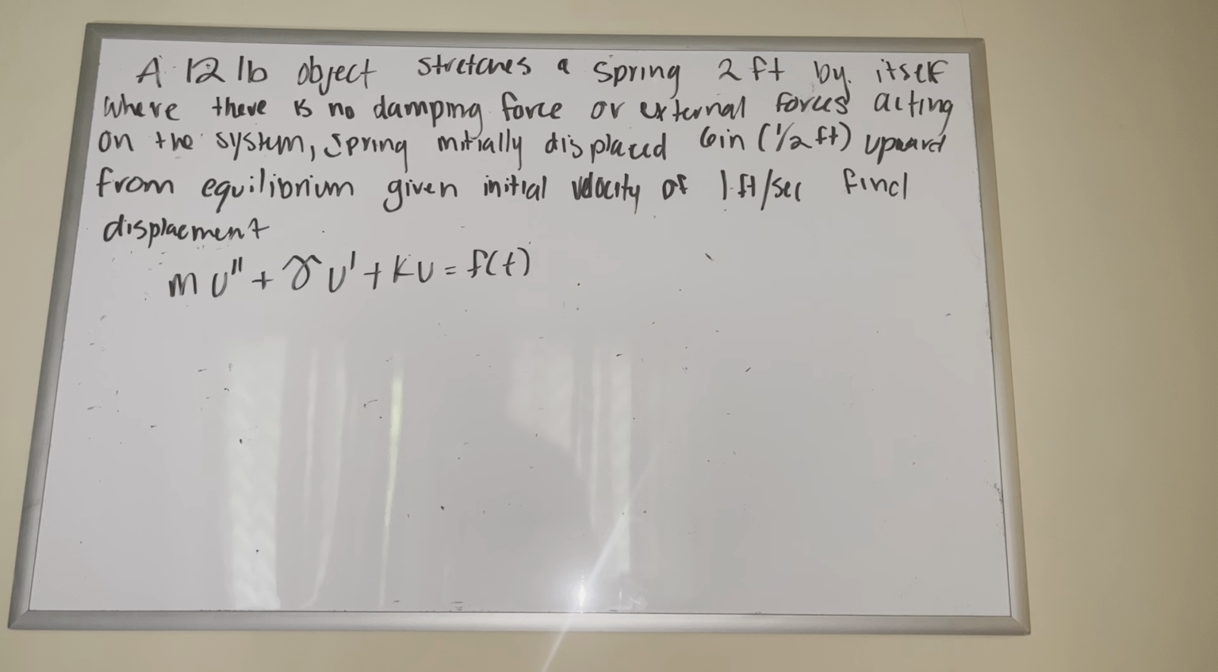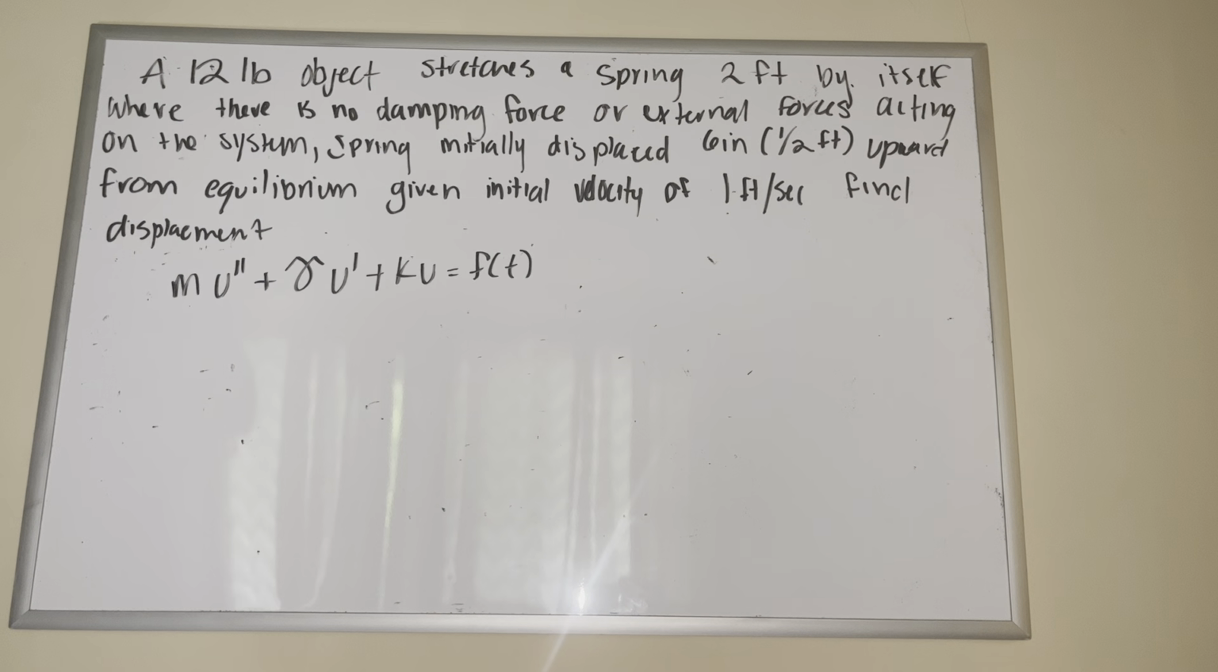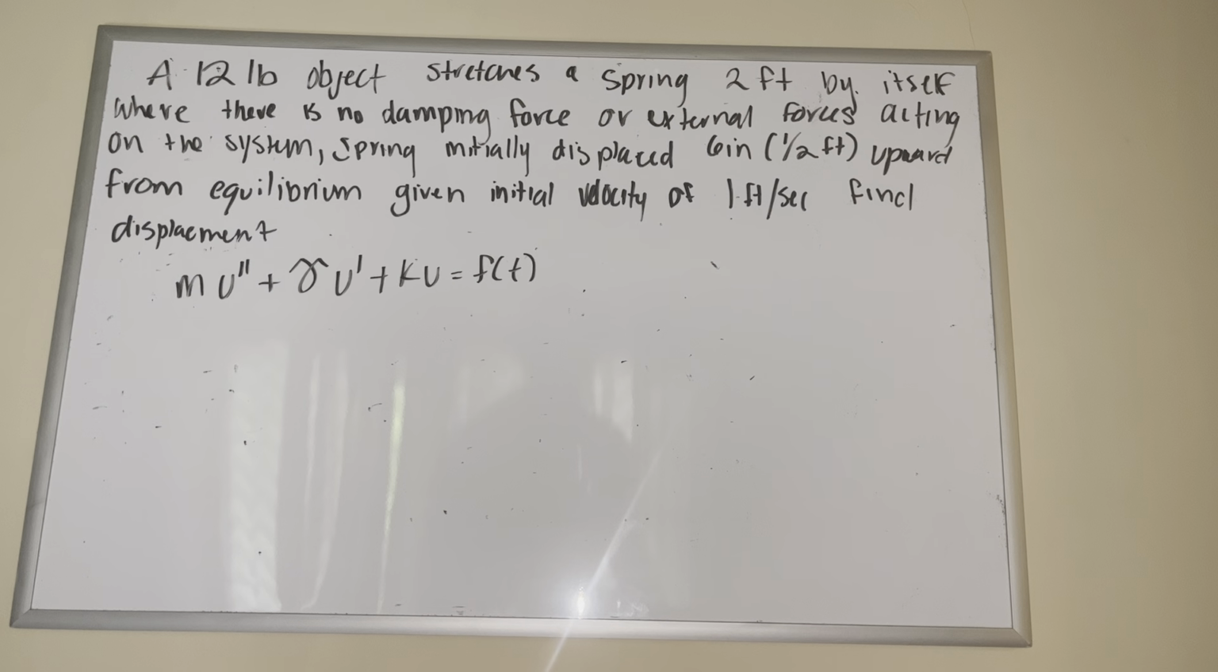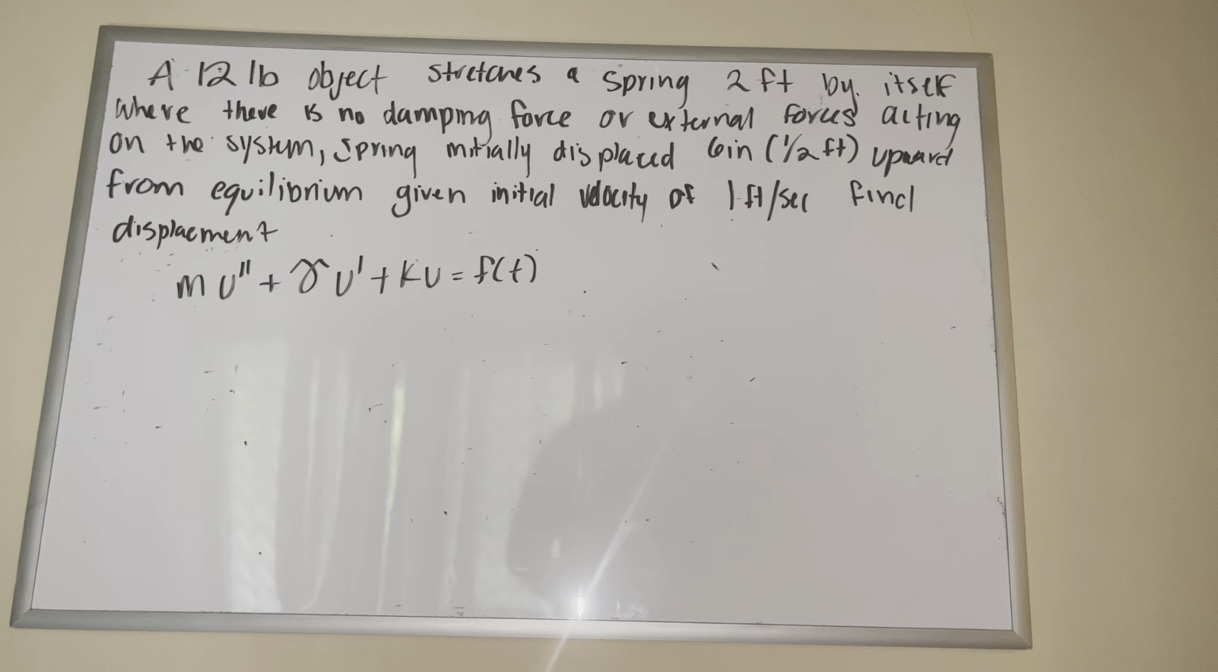Okay, so in this example, I will be solving a word problem. The word problem is: a 12-pound object stretches a spring 2 feet by itself, where there is no damping force or external forces acting on the system. The spring is initially displaced 6 inches, or half a foot, upward from equilibrium, and we are given the initial velocity of 1 per second, and we will have to find the displacement.